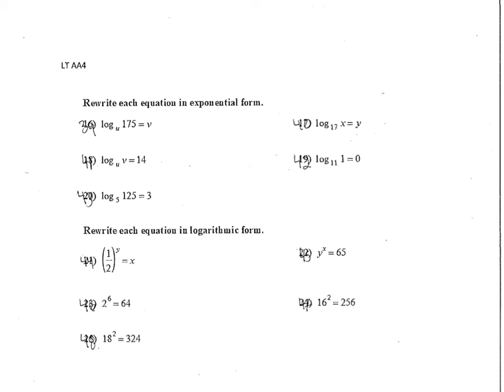Okay, this is what we were just working on, the logs and stuff. So I'm only going to do just one. Remember to change it from log to exponential. I put the 11 over, the 0 up, and it's 1 equals 11 to the first. Likewise, if I want to change this from exponential to log, 2 comes down, the 16 goes over, and it's 2 equals log 16, 256.